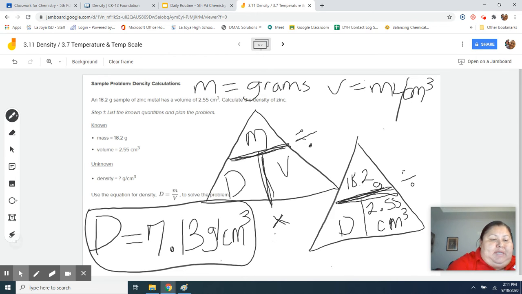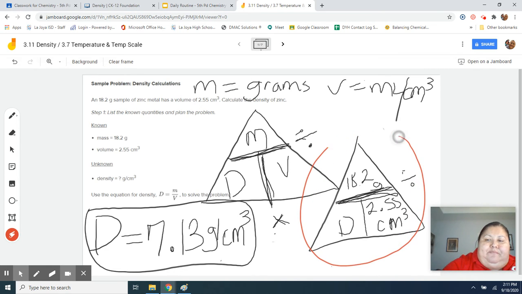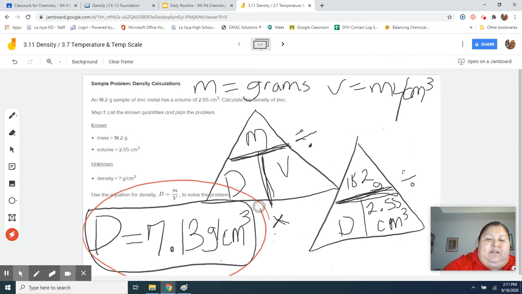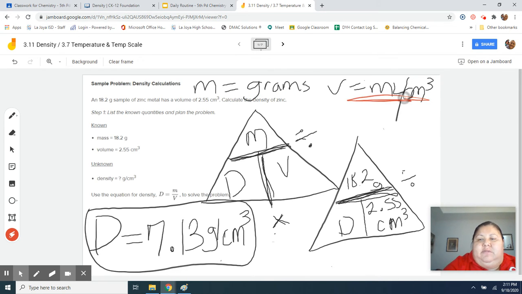Now let's talk about credit. In order for you to get full credit for this problem, you have to show me your pyramid, your setup, and then your final answer, and you have to make sure that you include the unit of that final answer. We already discussed units when I gave you that formula. Remember, mass is in grams, volume is in milliliters or cubic centimeters, and density will either have grams and milliliters or grams and cubic centimeters. It all depends.